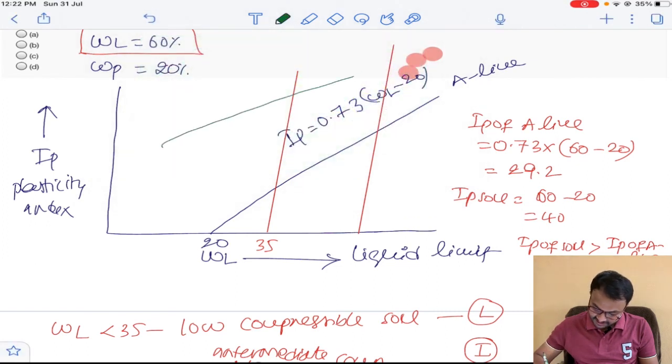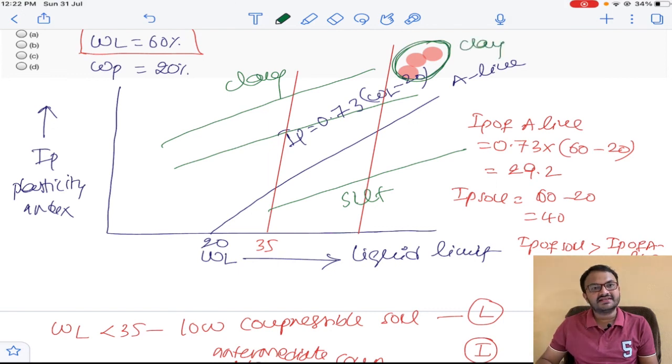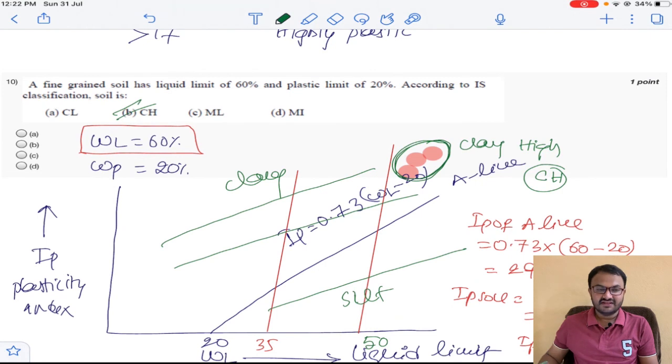So this entire portion is the clay portion. This entire portion is the silt portion. Okay, and our soil, the given sample, will fall somewhere here. Okay, this is clay and as the liquid limit is greater than 50, it is highly compressible. So clay means C, highly compressible means H. So the answer will be B. Clear?